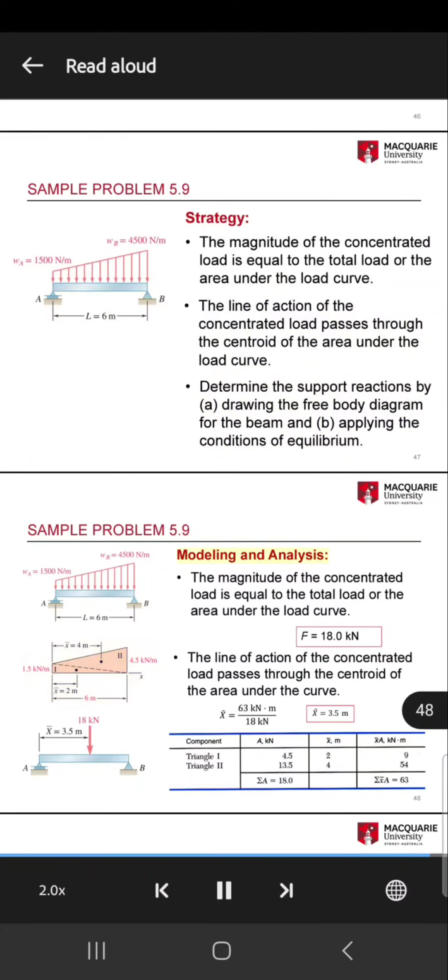The area under the load is divided into triangles having a common side. Modeling and analysis: the magnitude of the concentrated load is equal to the total load, the area under the load curve. F equals 18.0 kilonewtons. The line of action of the concentrated load passes through the centroid of the area under the curve. The area under the load is divided into triangles having a common side.